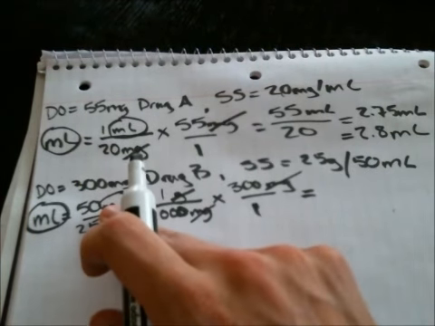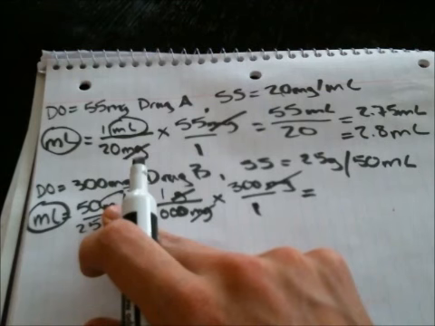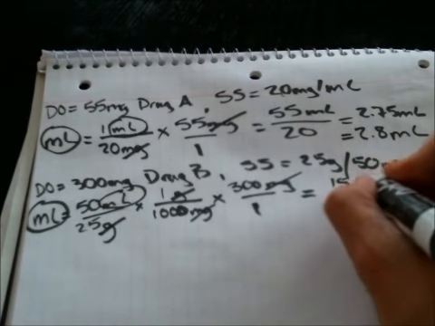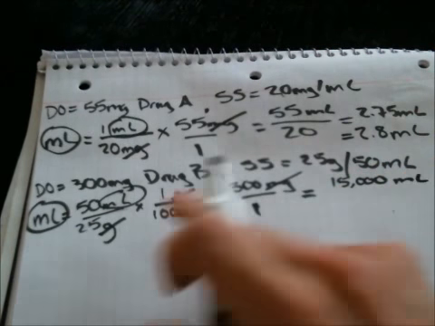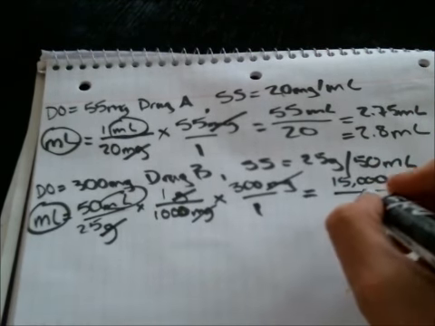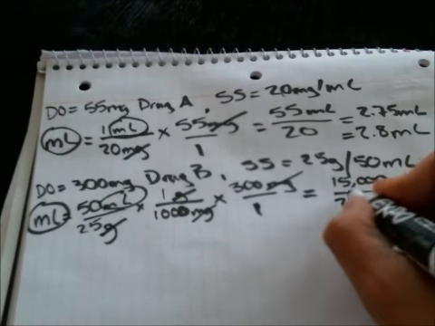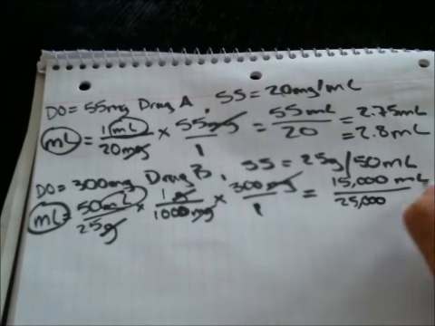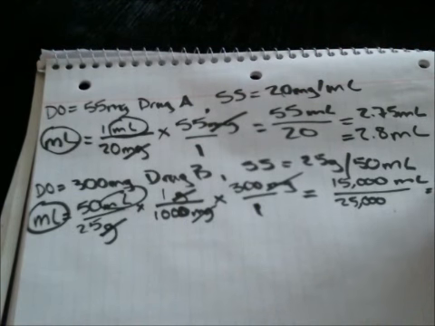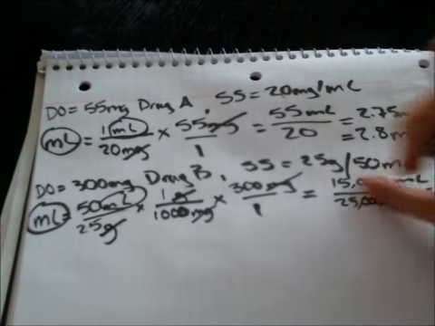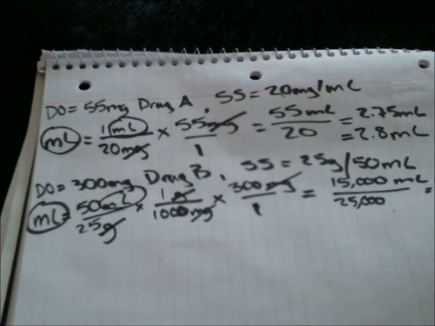So when you multiply these across, you've got 50 times 300, which is 15,000 milliliters, right? Because you still have milliliters on top. And on the bottom, you've got 25 times 1,000, which is 25,000. When you do that division, your answer will be 0.6 milliliters. And that's your answer. You would give the patient 0.6 milliliters of this concentration drug so that they will get what has been ordered.